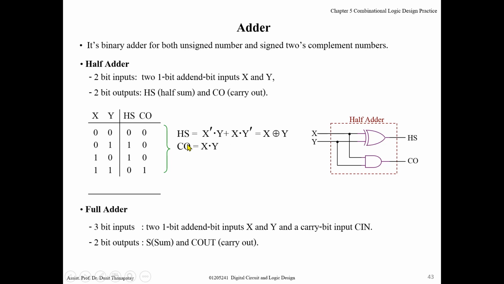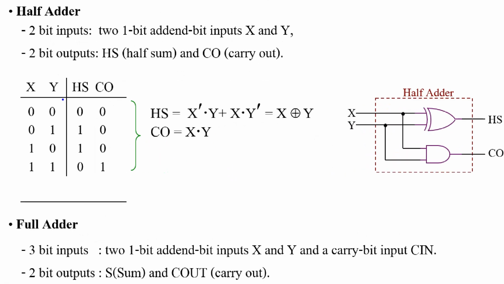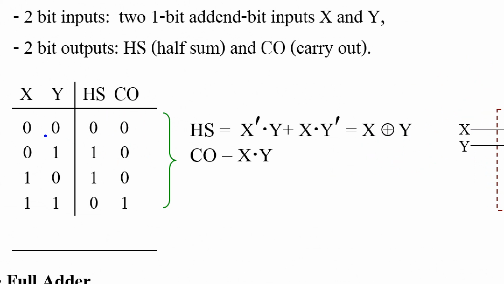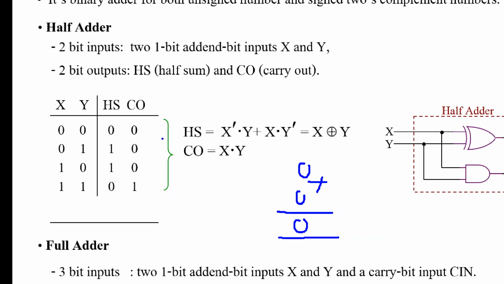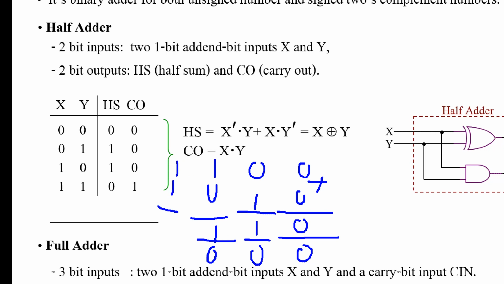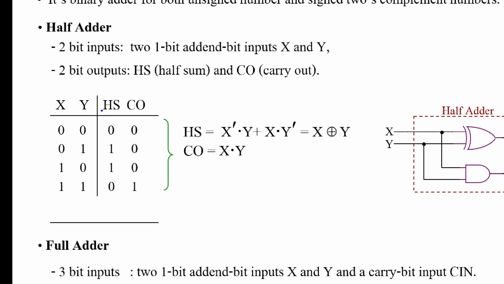Okay, let's start with the half adder first. For a half adder, you add 2 bits, namely 0 and 0. The result is 0 and no carry out. Then 0 and 1 is 1, no carry out. 1 and 0 is 1, no carry out. 1 and 1 is 0, with 1 carry out. Like this. Okay. This is the half sum, and this one is the carry out.